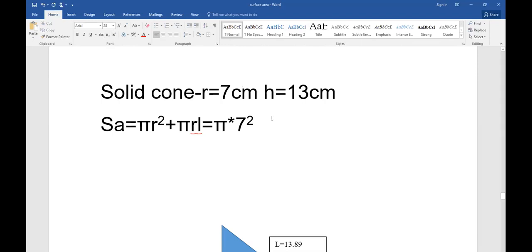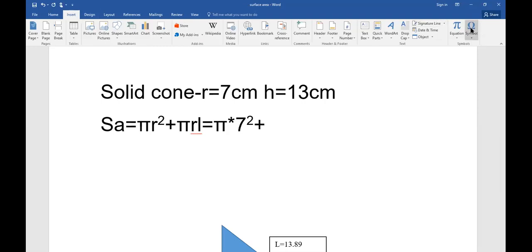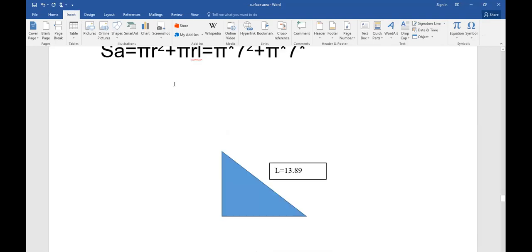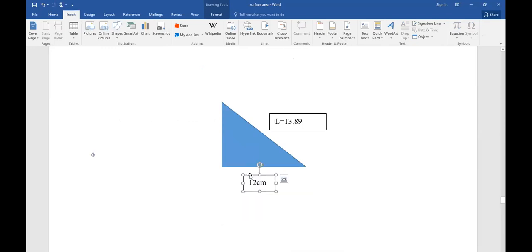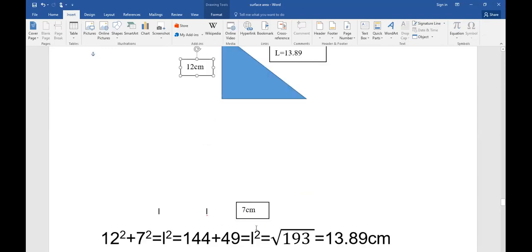And then you can now see plus pi. Insert our pi here. Pi, and then we multiply times r, radius is 7. L, we don't have the L. So we first of all calculate the L. Okay. So let me take these ones back. Radius is 7. Let me just use this one to calculate it.